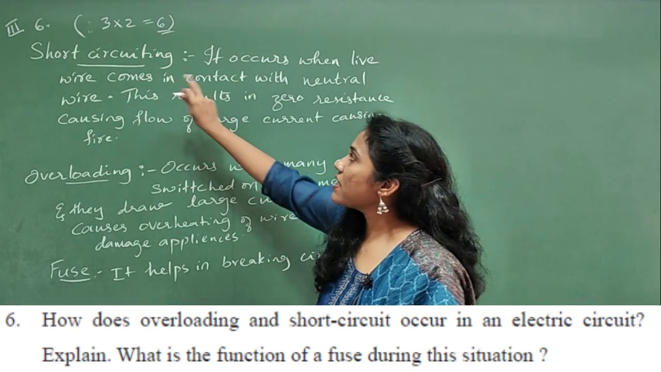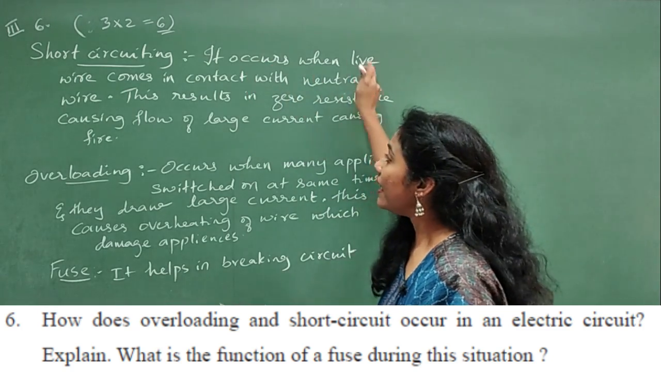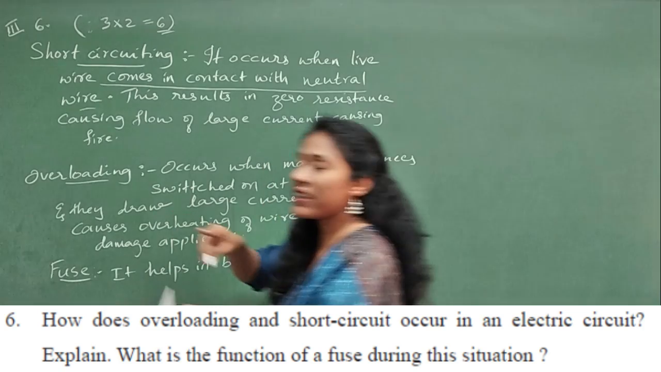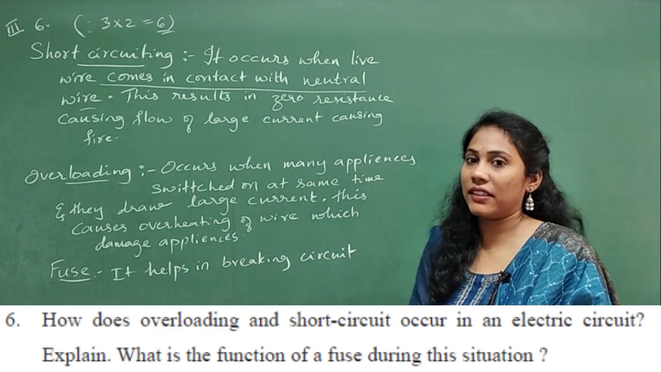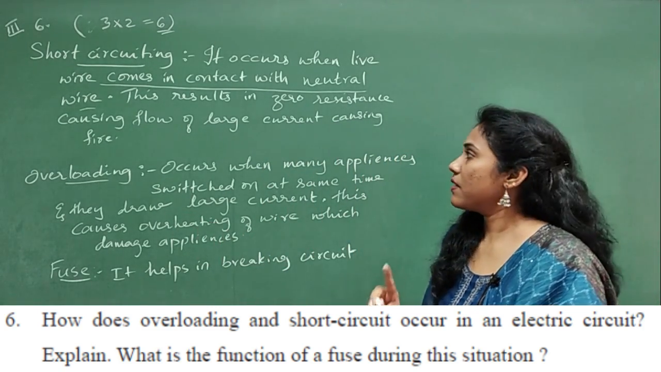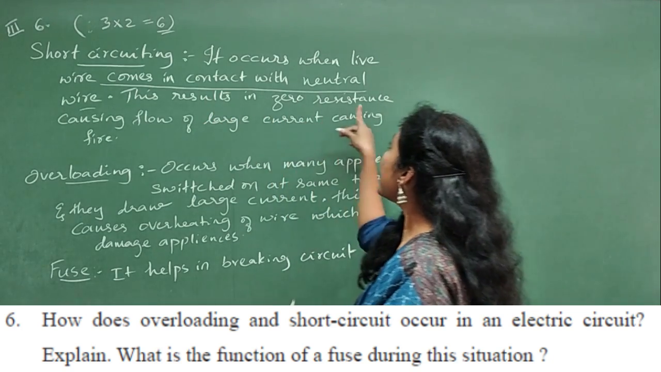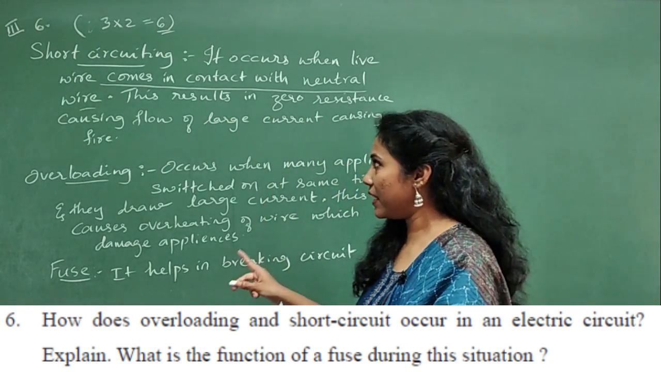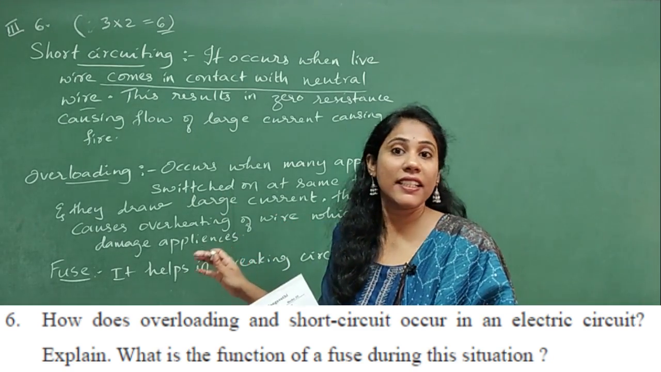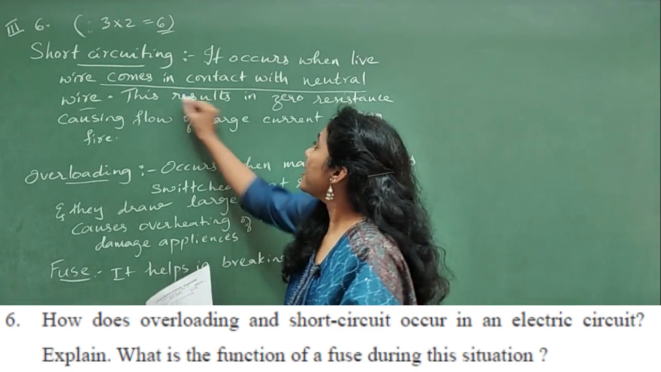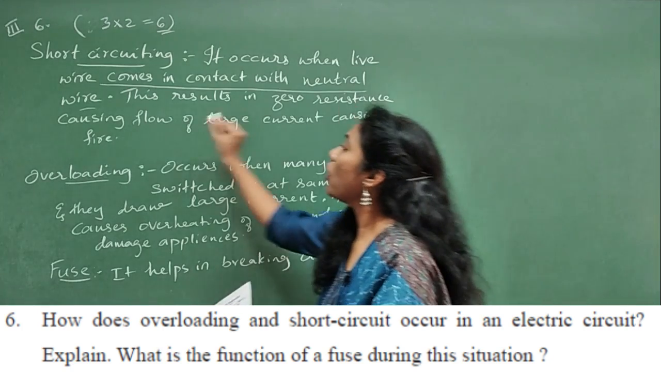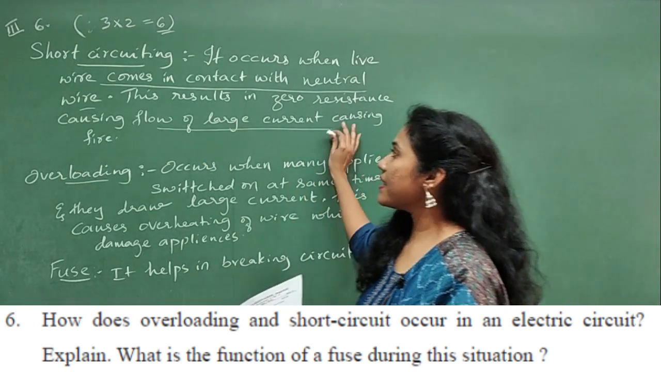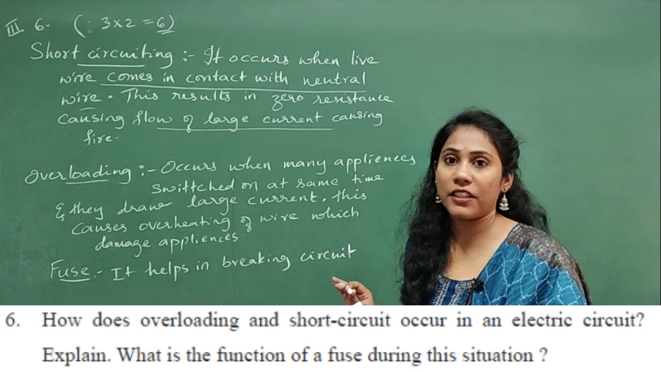You will observe short circuiting when live wire comes in contact with neutral wire. So whenever these two wires touch with each other, short circuiting occurs. So this results in zero resistance. When these two wires touch with each other, resistance will become zero, so that lots of current is flown through the wire. So this results in zero resistance, causing flow of large current, causing fire. So this is the definition you can write for short circuiting.